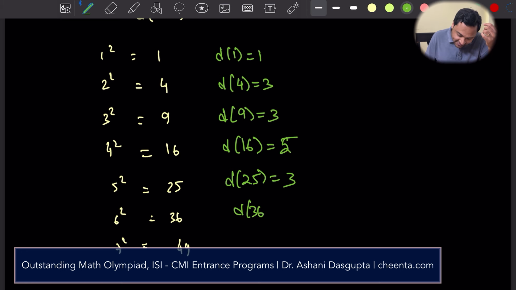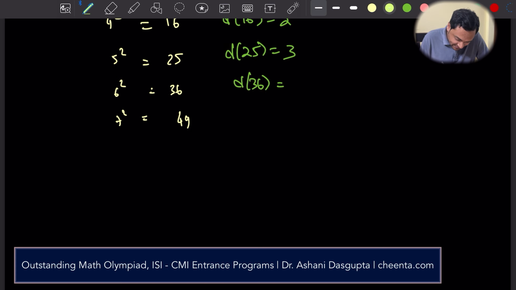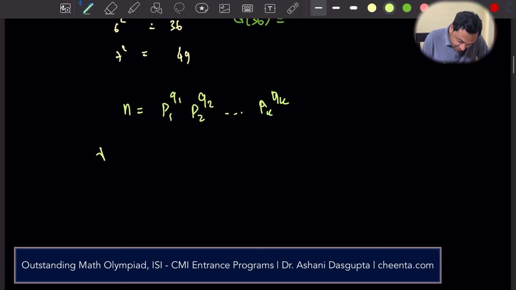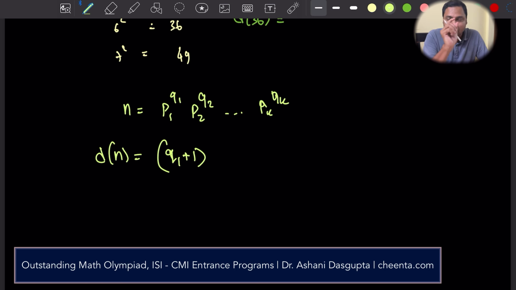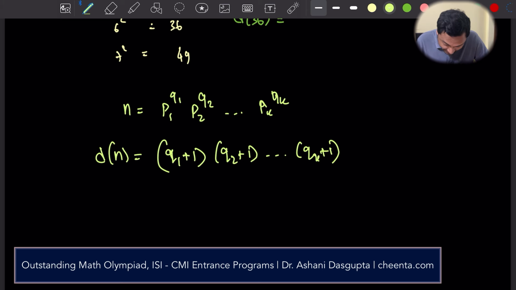d of 36, this one is a little bit more tricky. You can use the number of divisors formula, and that formula is simply like this: if a number n is p1 to the power q1, p2 to the power q2, up to pk to the power qk, then the number of divisors of n is, you add 1 to each of the powers and you multiply it out. There is a proof to this. If you know why this is true, you can put that in the comment section.